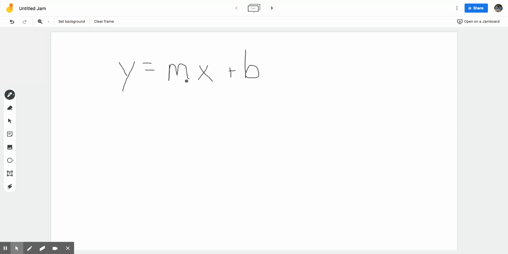Okay, and so let's break down what each variable means. We know that m is going to be our slope, and b is going to be our y-intercept. Then we have x and y, and x and y are just where we can plug in a coordinate. A coordinate is written as xy, so we would plug in our x value here and our y value here.